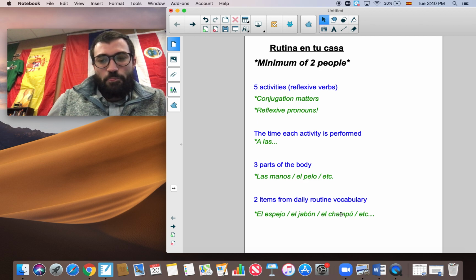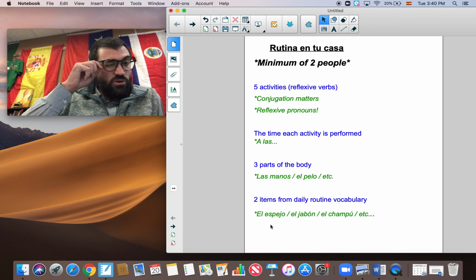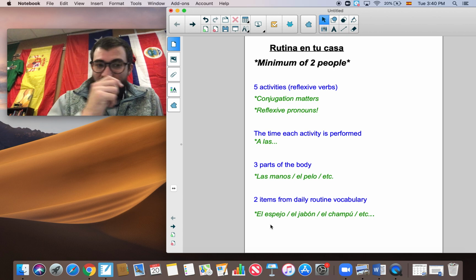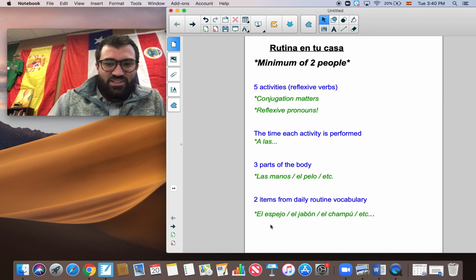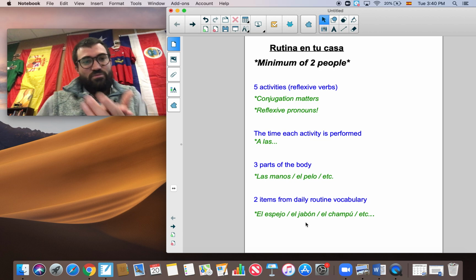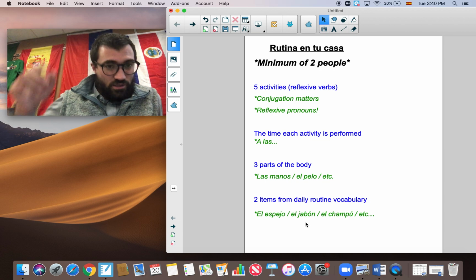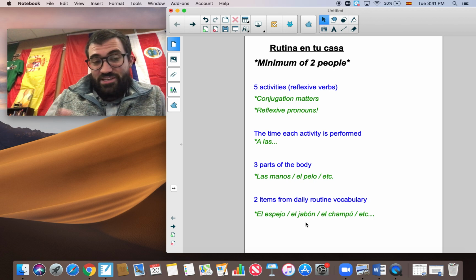2 items from the daily routine vocabulary. This is on the bottom of the pink sheet for rutina diaria. For example, el espejo. Yo me maquillo los ojos. Ooh, what are we saying? I put makeup on my eyes. ¿Sí? My profe. ¿De qué habla? Sí, en el espejo, using the mirror, in the mirror. El jabón, me lavo las manos con el jabón. Sí. El champú, me lavo la cabeza con el champú. El pelo, el cabello, me lavo el cabello con el shampoo.